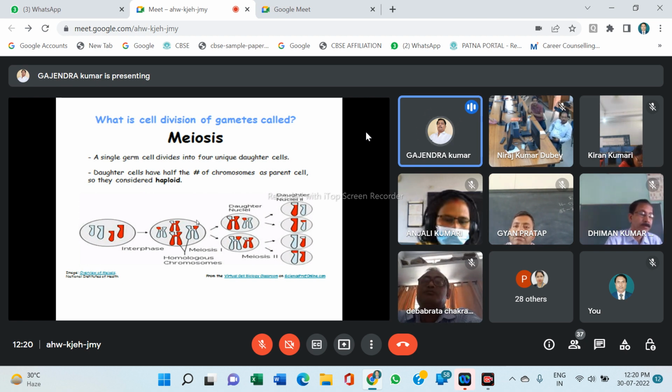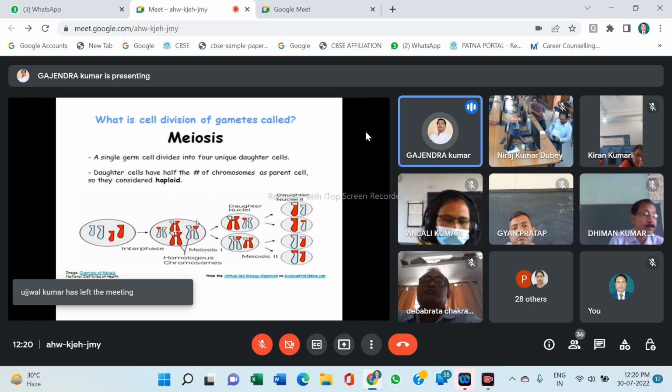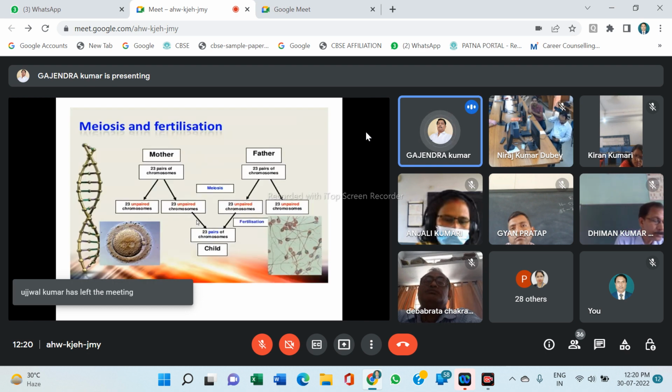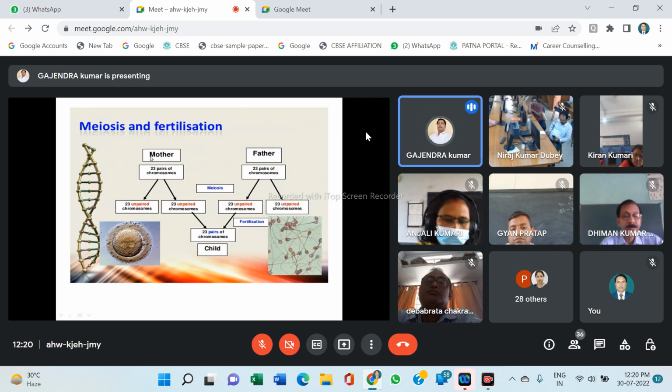Haploid, diploid, how chromosomes are arranged, which organisms are haploid, which organisms are diploid, which parts are haploid, which parts are diploid. Now, this will help to get clarification before the students.